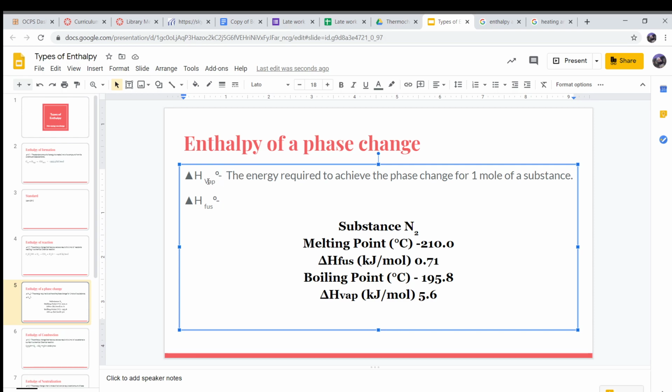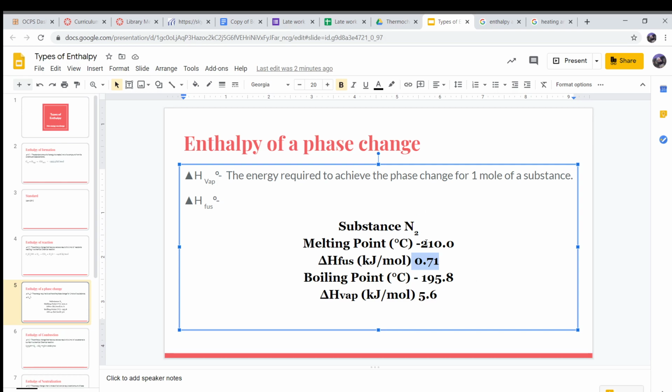Here it's going to indicate what kind of phase change is happening. Here I went with the ones that were going higher: vaporization and fusion. It's the energy required to achieve the phase change for 1 mole of a substance. So, for example, the amount of energy it takes for N2 at fusion at standard temperature and pressure is 0.71 kilojoules per mole, and to achieve boiling point, it only needs 5.6 kilojoules per mole.